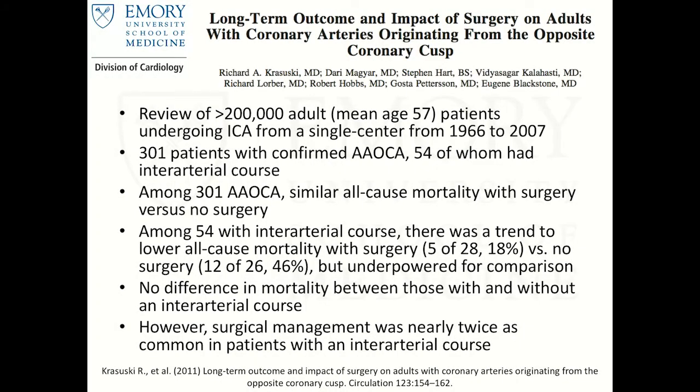Now we've reviewed a primary conservative strategy where all the patients were managed conservatively, and we reviewed a strategy that was solely surgical, but what about a comparison of the two? Probably the most robust data is from this paper published in 2011 out of the Cleveland Clinic. They reviewed over 200,000 patients who underwent a cardiac catheterization from essentially when they started doing cath in the 1960s up until 2007. They ultimately identified 301 patients who had a confirmed anomalous coronary, and 54 had an interarterial course. Retrospectively, if you took all comers with anomalous coronaries, there was similar all-cause mortality whether these patients had surgery or no surgery.